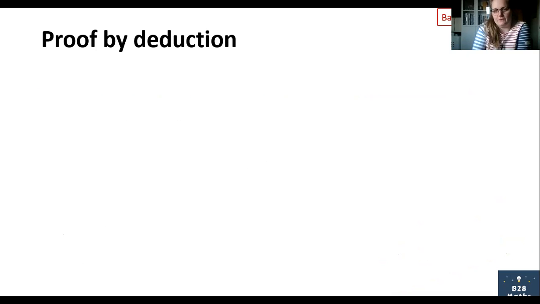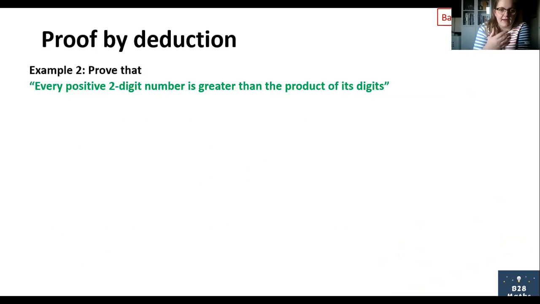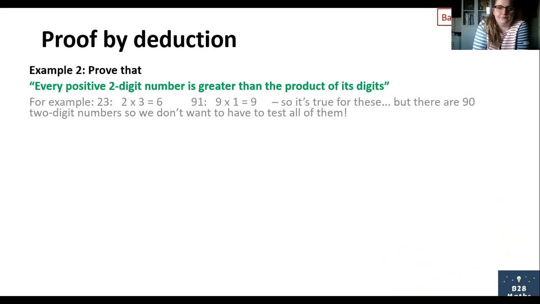So if you see any textbooks or any examples with QED at the end, that is why. So here's another proof by deduction. Example 2. We're going to prove that every positive 2-digit number is greater than the product of its digits. So for example 23: 2 times 3 equals 6. 91: 9 times 1 equals 9. So it's true for these, but there are 90 2-digit numbers.